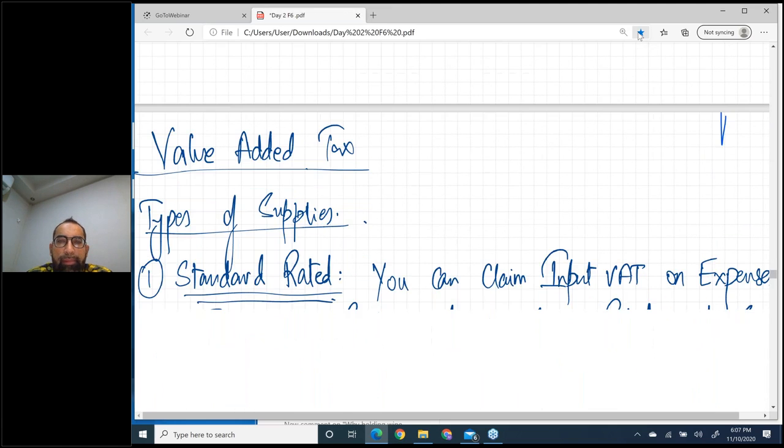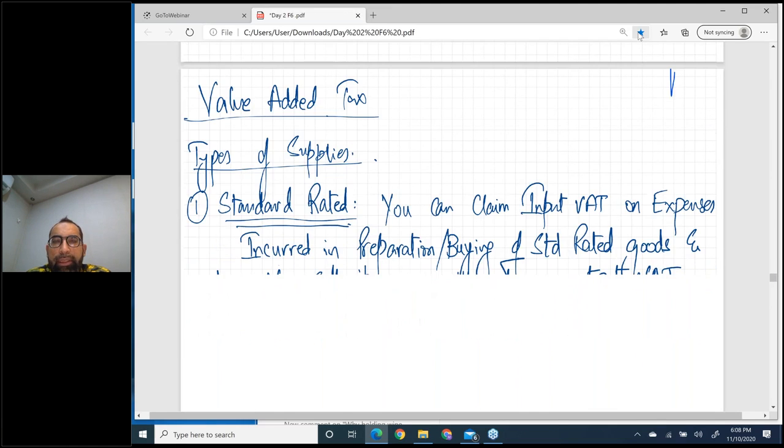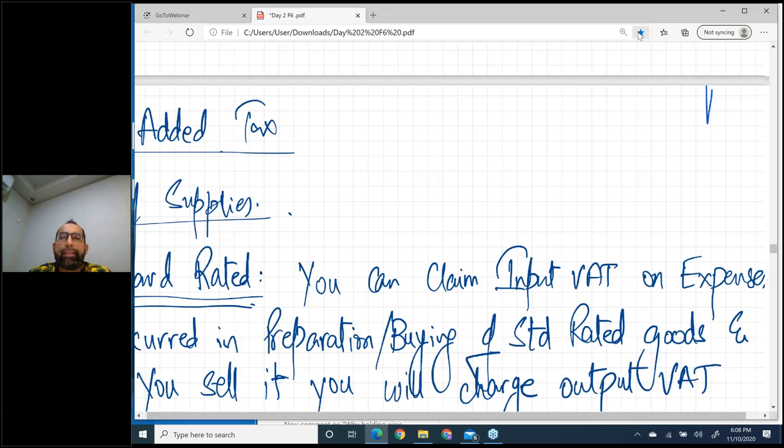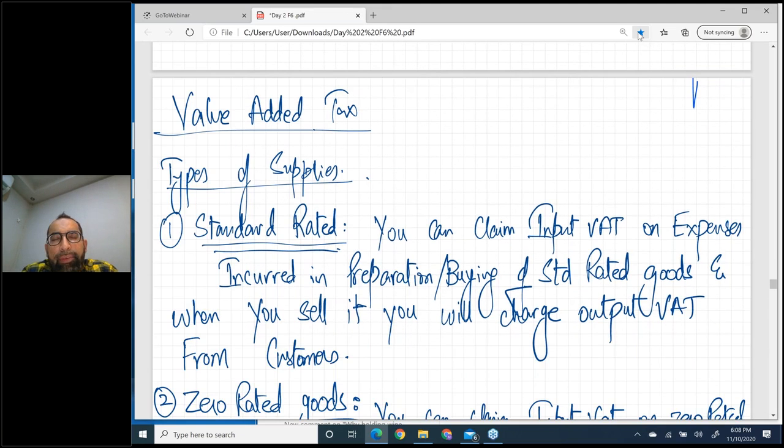Value added tax, the first thing related to it: this is an indirect tax. You studied a lot of direct taxes. For direct taxes, the burden is borne by the person who is earning the income. For indirect taxes like value added tax, the burden is borne by the one who consumes, the end user.